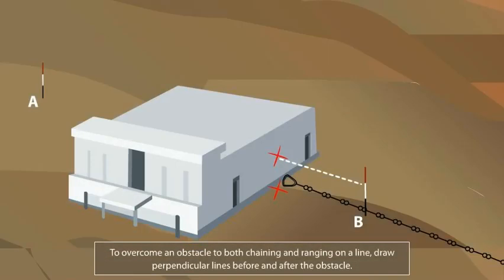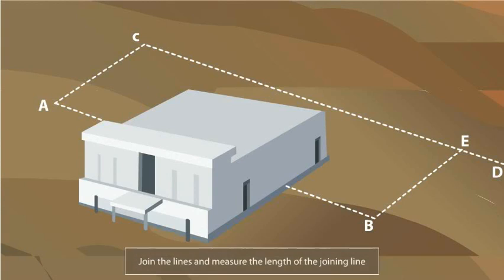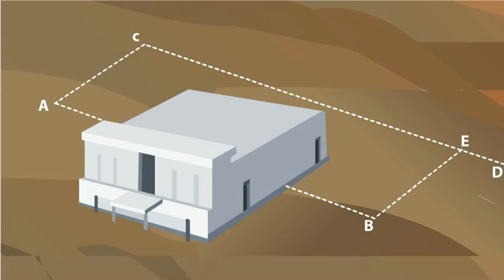So, remember, to overcome an obstacle to both chaining and ranging on a line, run two perpendicular lines of equal length, one before and one after the obstacle. After that, join those points and measure the length of the joining line.